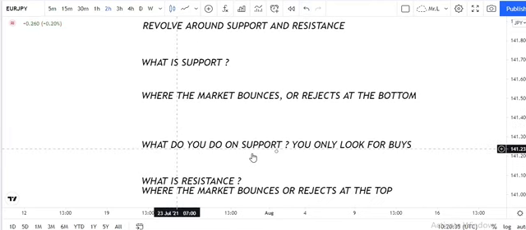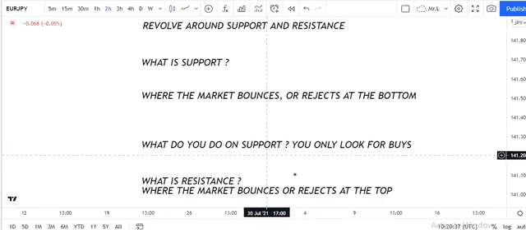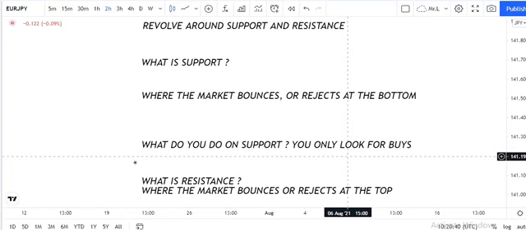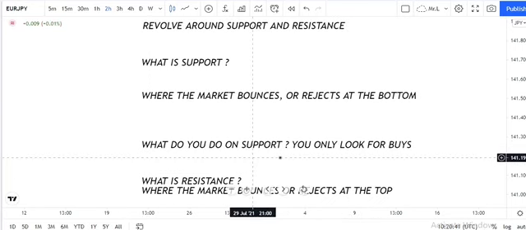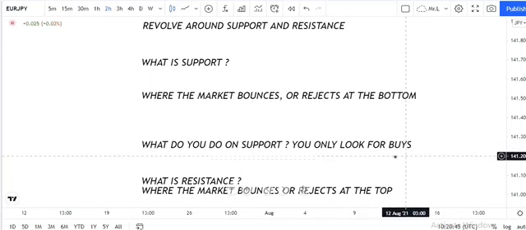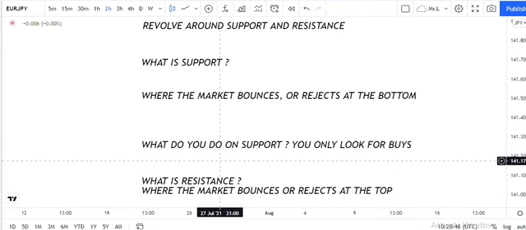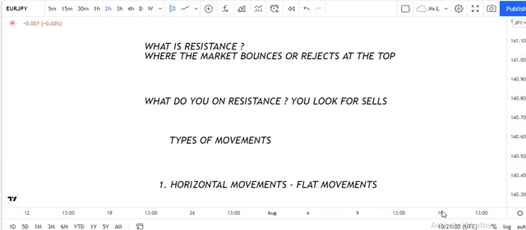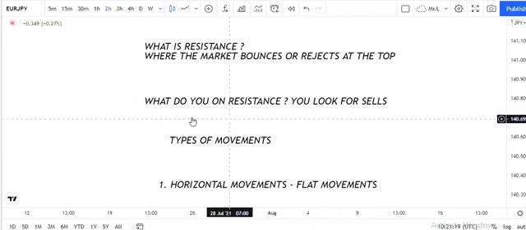What do you do on support? You only look for buys. What is resistance? Resistance is where the market bounces or rejects at the top. What do you do on resistance? You look for sales.